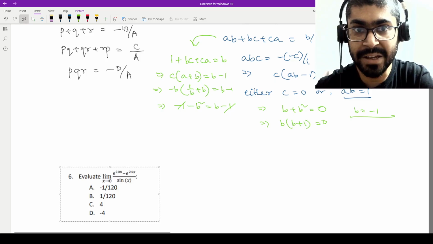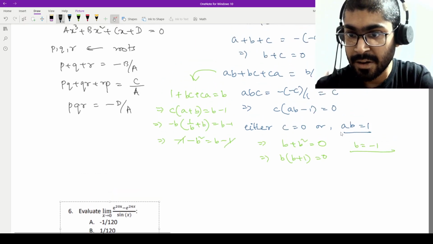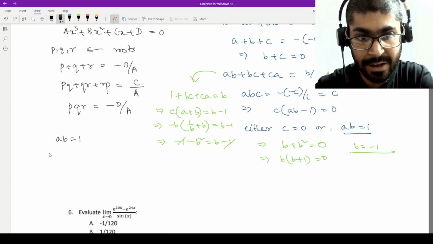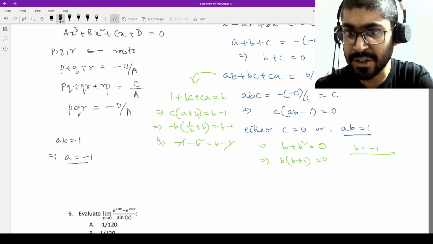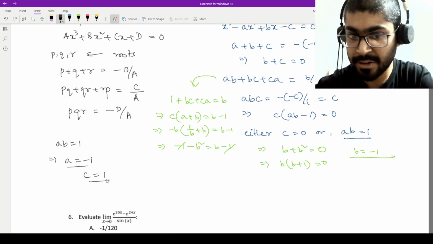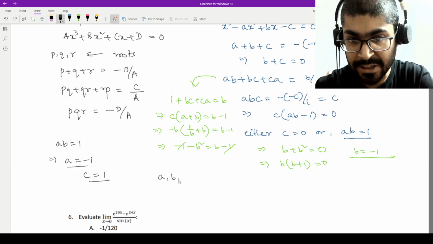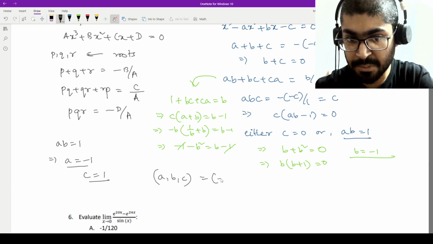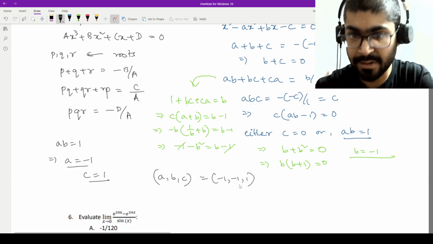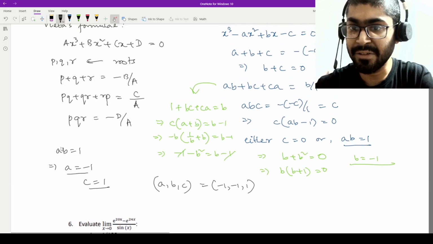Okay, so if B is minus 1, A becomes minus 1 as well, right? Because AB equal to 1 and A becomes minus 1 as well. A is minus 1, B is minus 1. So I can get the value of C from here. C should be 1, right? Therefore A, B, C, this triplet becomes minus 1, minus 1 and 1. Can we have any other values?